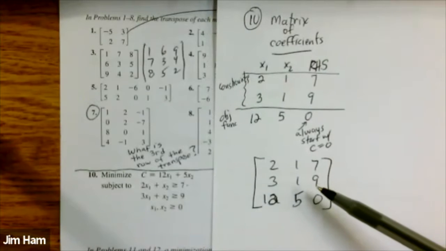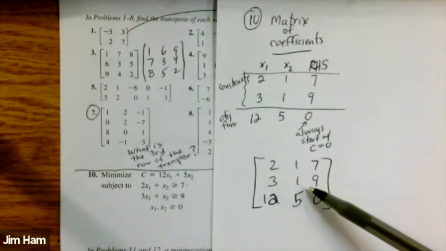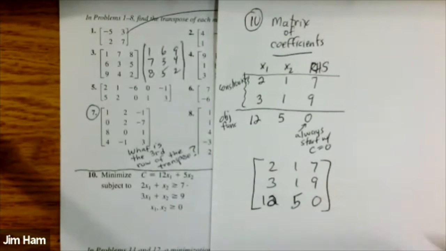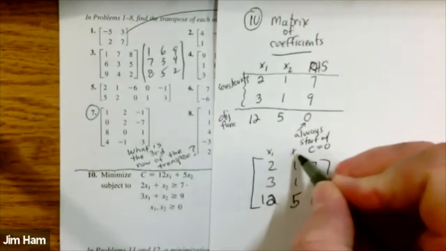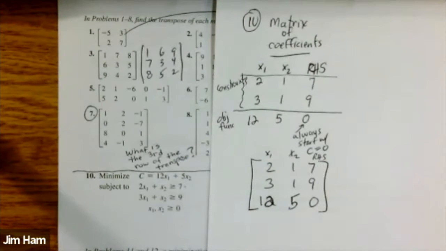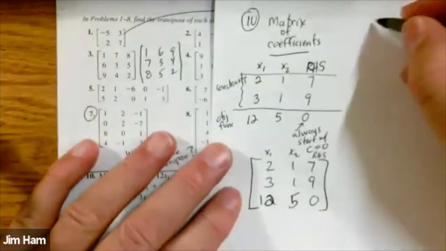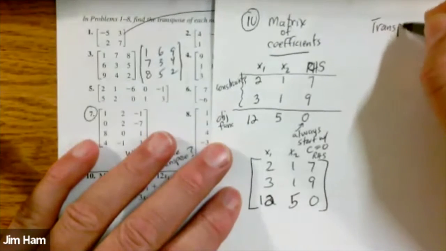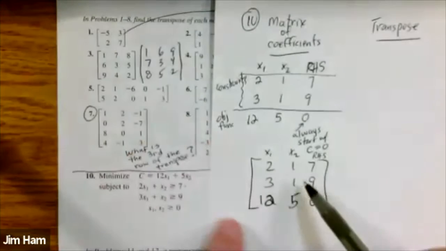Okay, so here is the matrix of coefficients from the original minimum problem. Something x1, something x2, and then we've got the right-hand side. Okay, the next thing we're going to do is then take the transpose of this matrix.